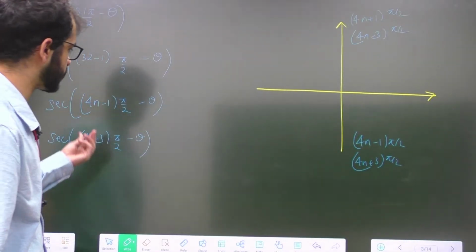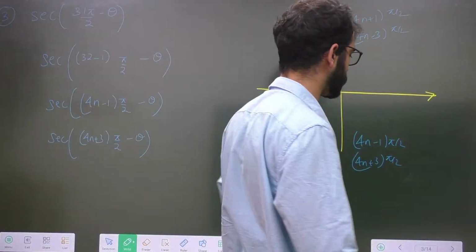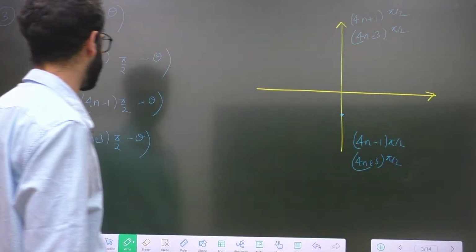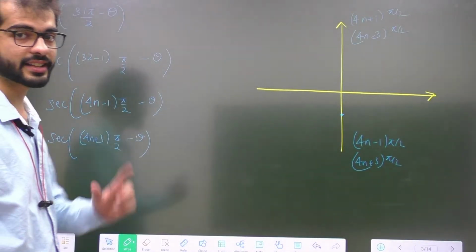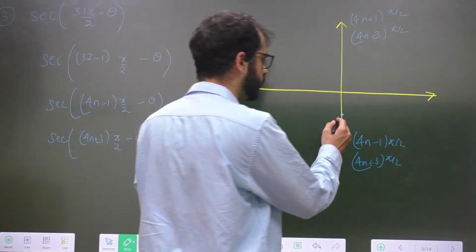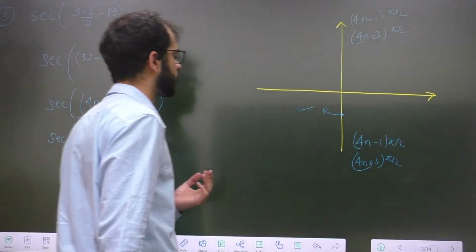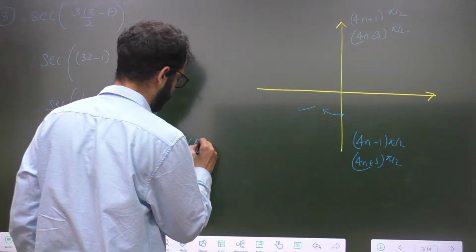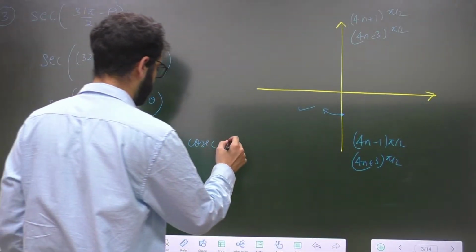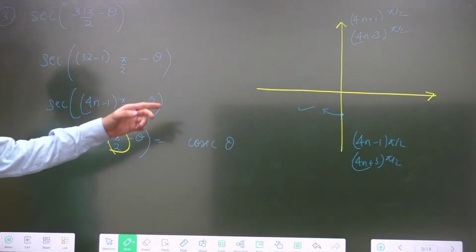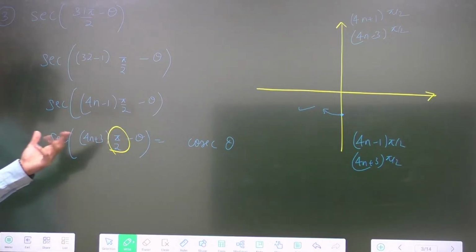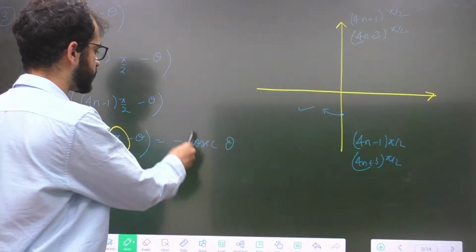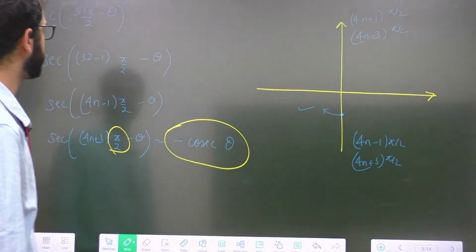Now 4n plus 3 or 4n minus 1 multiple of pi by 2 brings me to the negative y-axis. If I am at the negative y-axis, now I am subtracting theta, that is an acute angle. If I subtract theta, I enter into the third quadrant. Since it's a multiple of pi by 2, sec will get converted to cosec. It will be cosec of theta over here, and because I am in the third quadrant, sec and cos are negative. So I have to put a minus sign in front of cosec, and the answer will be minus cosec theta. I hope that's clear.